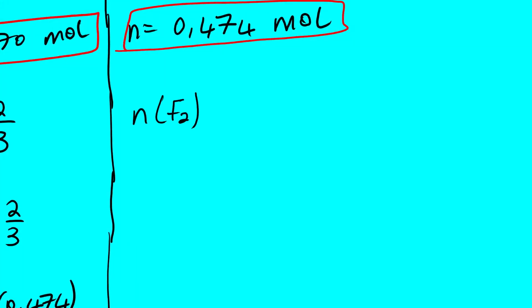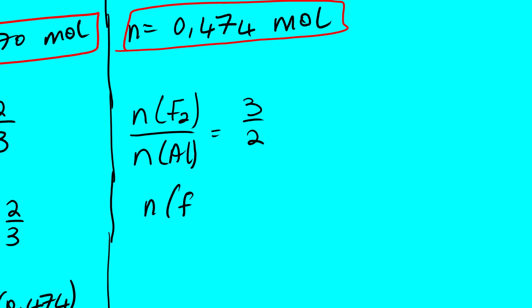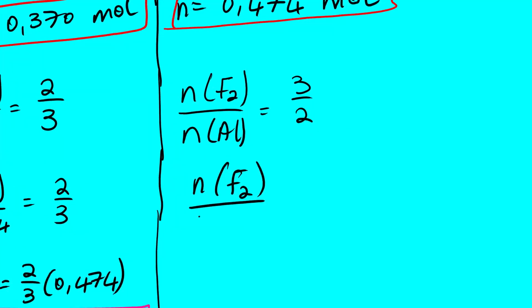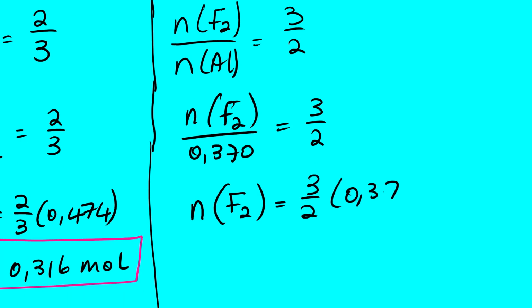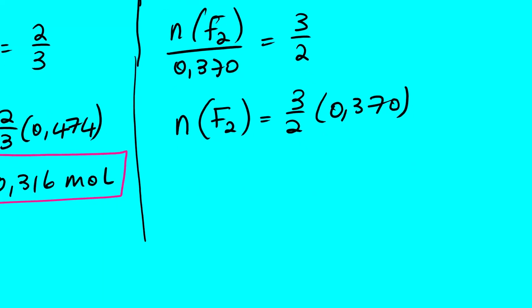We have fluorine, number of moles of aluminium, equals 3/2. For fluorine, we have 0.370 equals 3/2. Then from there, multiplying both sides by the number causing the fraction, we have this. From here, we simply punch this on our machine. We are going to have 0.555 mole.